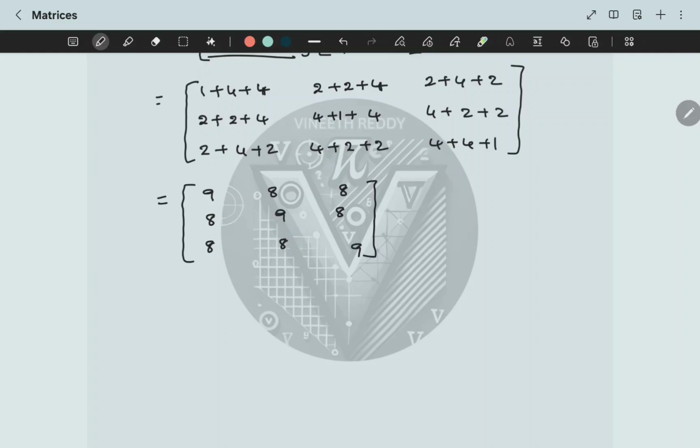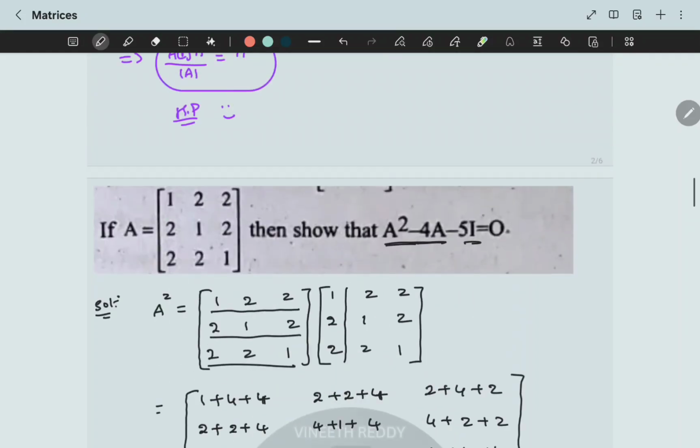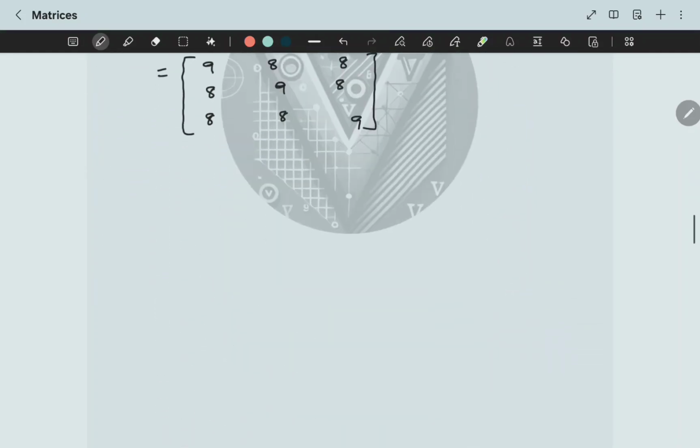Right? Hope you understood this. So we got the value of A square. Now what should we find? We should find the value of 4A. So 4A is very simple. 4A will be 4 times A.